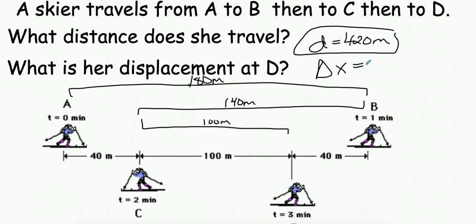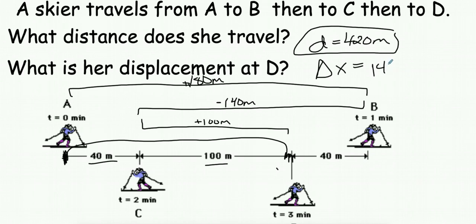Now the next one, our displacement, we have to consider direction here. So this is 180 meters forward, 140 meters backwards, and then 100 meters forwards. Now you could just add these together, positive 180 minus 140 plus 100, but it might be a lot easier just to say, where did we go from beginning to end here? How far did we go? 140 and 100. So that is 140 meters for my displacement.